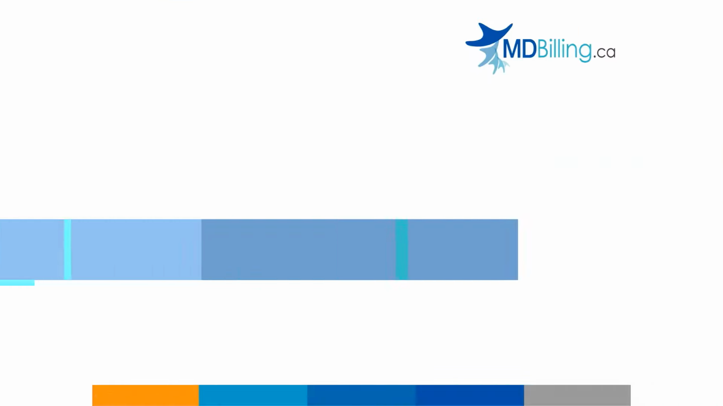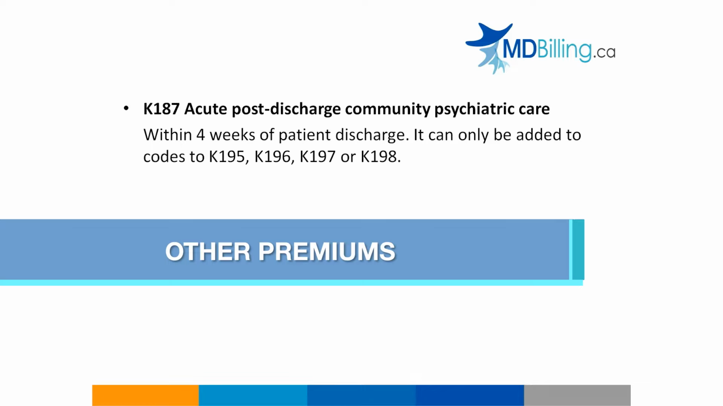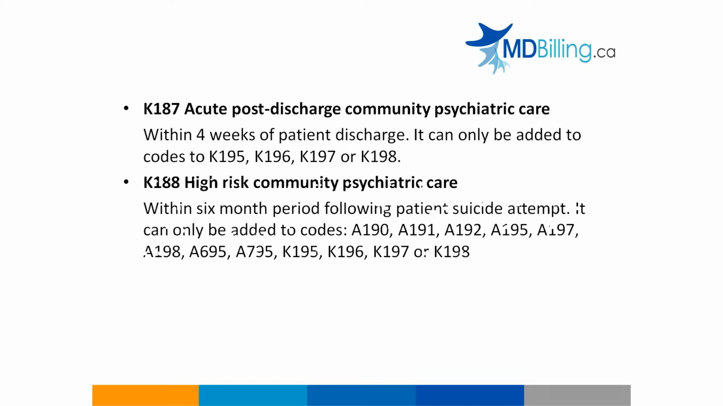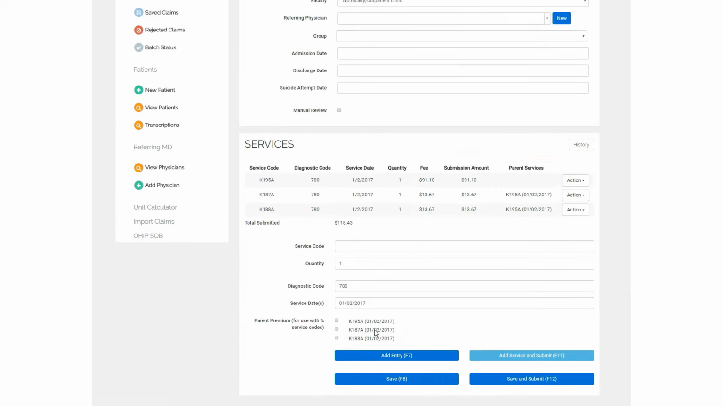There are 3 premiums which are specific to psychiatric codes. 2 are percentage-based premiums and the other is a flat fee. The acute post-discharge community psychiatric premium K187 can be used during the 4-week period immediately after discharge for a patient's psychiatric treatment. The high-risk community psychiatric care premium K188 is for service that occurs during the 6-month period following a suicide attempt. If both K187 and K188 are applicable, both can be billed within the same claim, and the applicable parent premium box will need to be chosen.